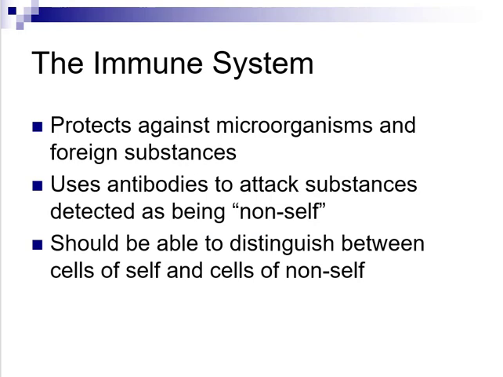So to review, the immune system. It protects us against microorganisms that are always trying to break into our body because we have the perfect temperature and wetness that microorganisms love to live in. The immune system creates antibodies that attack substances that it detects as being non-self. So when it's working correctly, it should be able to distinguish or tell the difference between cells that belong to itself and cells that are different, which we call non-self.